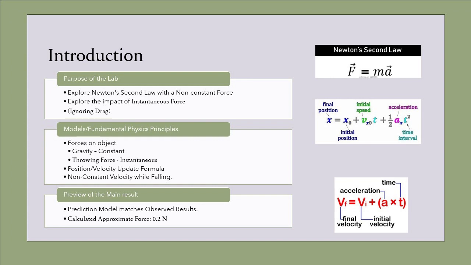And a quick preview of the main result. The prediction model will match the observed results, and the calculated approximate force that was used to throw the tennis ball will be about 0.2 newtons.